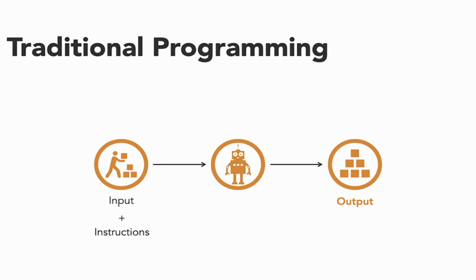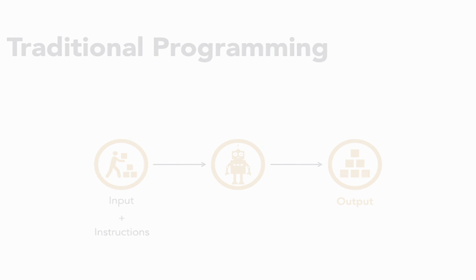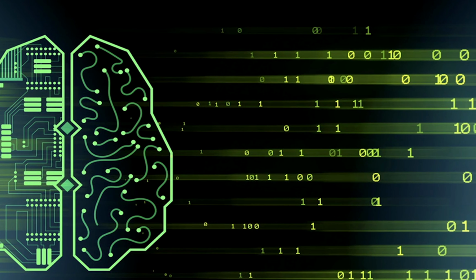This is the traditional way to program a computer. Data and instructions as input, and we get output from the computer. In 1959, computer pioneer Arthur Samuel thought of a different approach. He wondered if computers could infer logic instead of being given explicit instructions. In other words, he wondered if machines could learn. This type of thinking was drastically different from how most computer scientists at the time thought of computers.